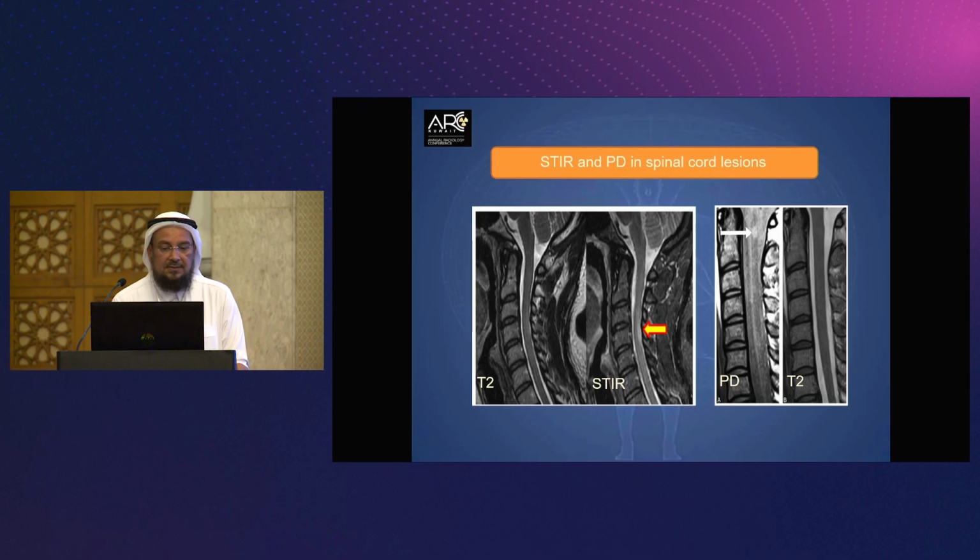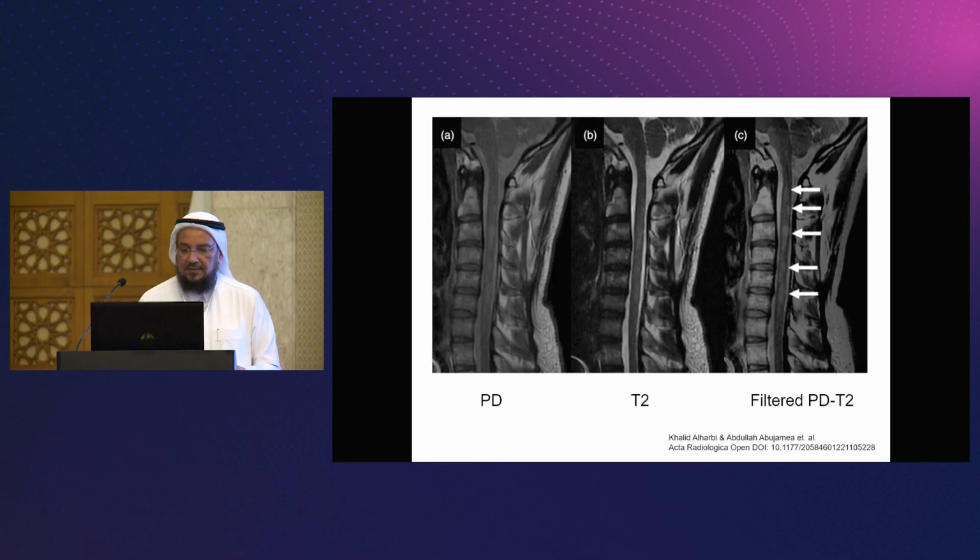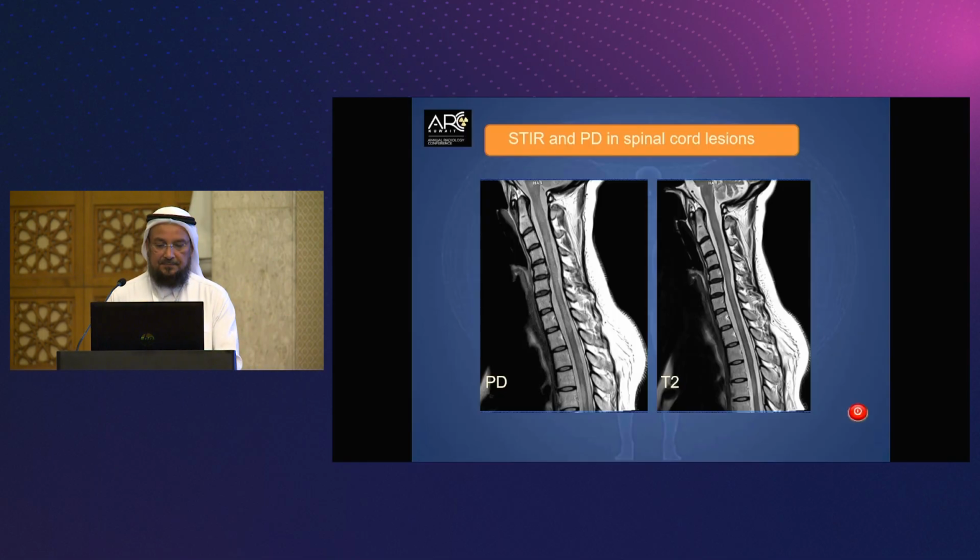The third one is STIR and proton density in the spinal cord. As you can see, with the normal T2, sometimes it's really difficult to see the lesions within the cord. If we apply a proton density, which depends mainly on the number of protons, they will be better appreciated. In one of our papers, we combined the proton density with the T2 to take the flavor of T2 and also to enhance the signal according to the proton density.